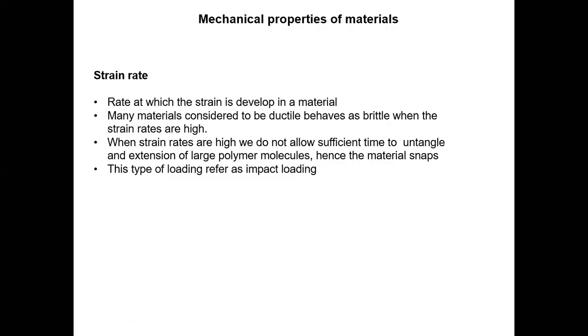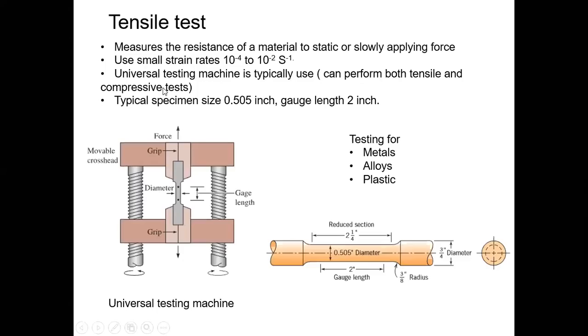Ductile material means what? It means it can undergo large plastic deformations. We call those ductile materials. Even a ductile material can behave as brittle. Brittle means it can break easily, like glass. Glass is a brittle material. If the strain development is quite high, then even a ductile material can behave as a brittle material. So this is about strain rate.